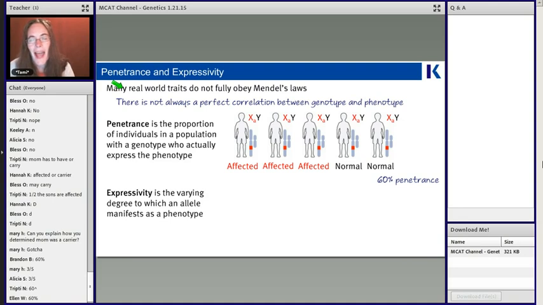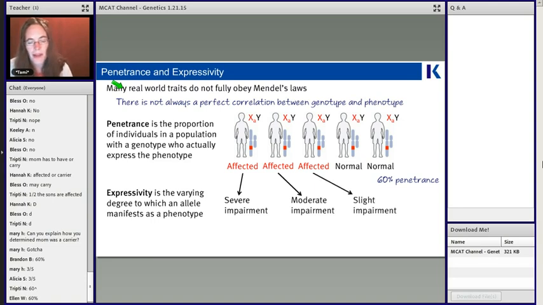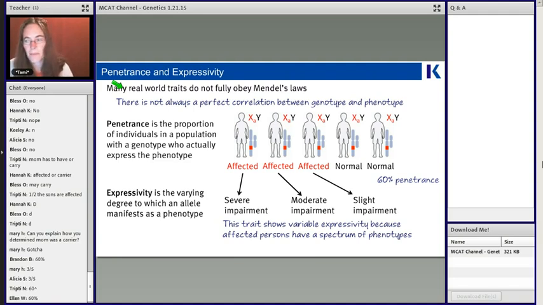Expressivity is how much you express it, to what degree. So if I take my 3 affected males, they may not have the same expressivity. One may be severe, one may be moderate, and one may be very, very slight. This is called variable expressivity. They may not always be the same. There is a nice spectrum of phenotypes here. All right, know the difference between those two.